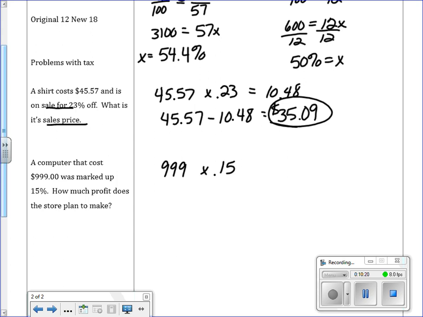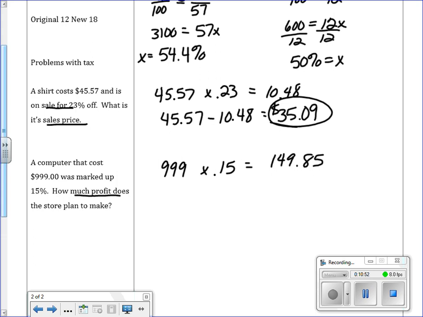When we're talking about the cost, that means how much they're buying the computer from the manufacturer, the amount that they're going to be paying for it. That's their cost. And they mark it up 15%, and I end up with 149.85. It's just asking me how much profit does the store plan to make, so I don't need to do anything else. I don't need to add 149.85 onto 9.99.